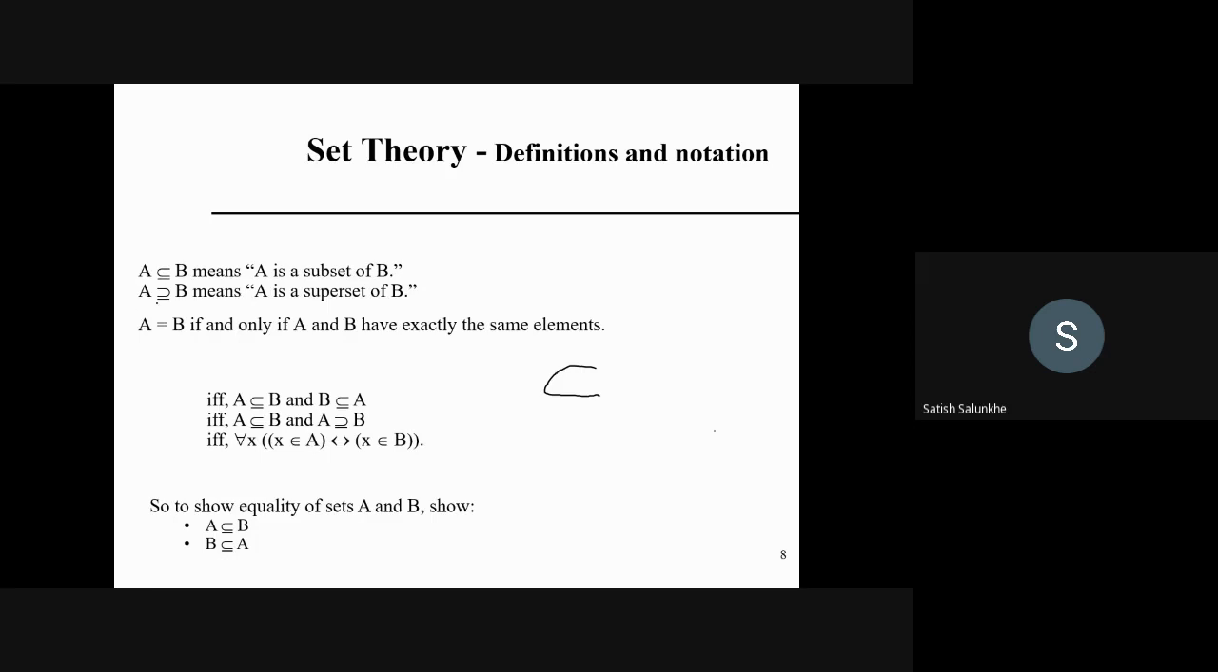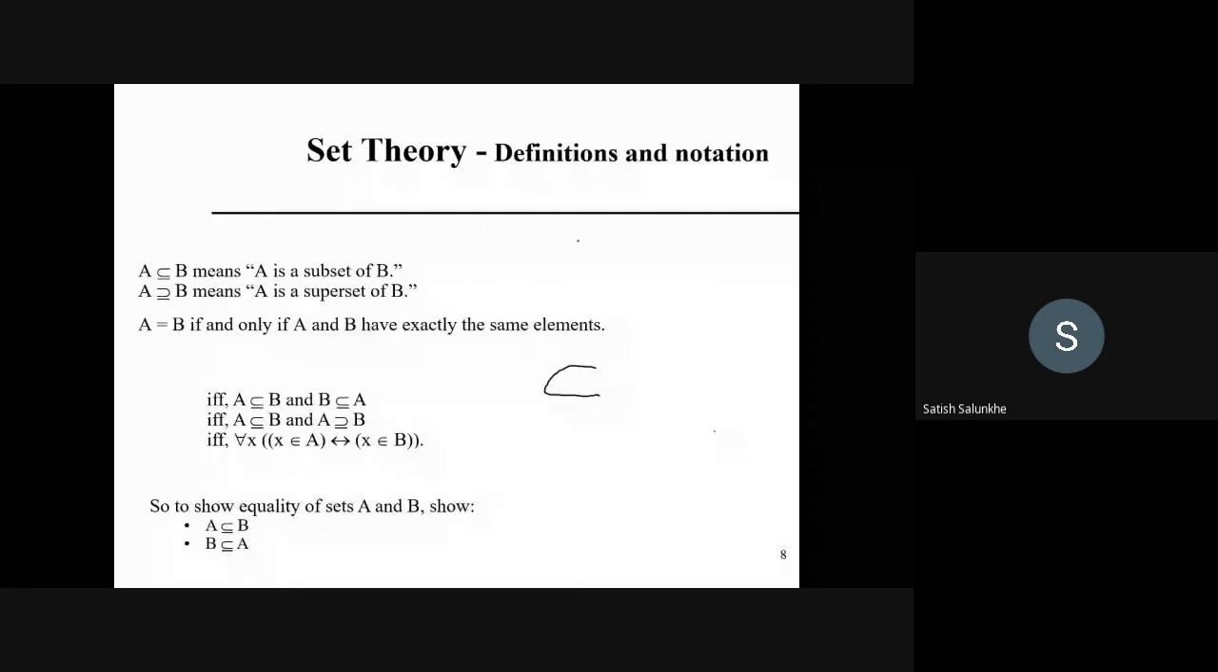So how will we read this? Set A is a superset of set B. We say set A is a superset of set B when all the elements of set B belong to set A. That can also be said as B is a subset of A.